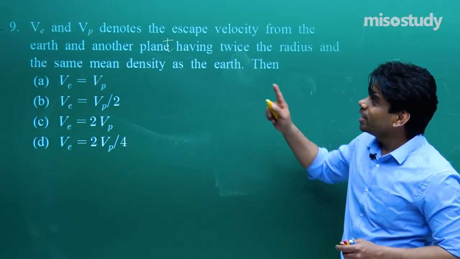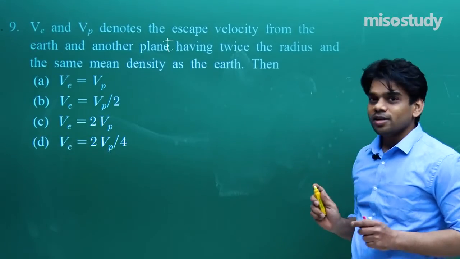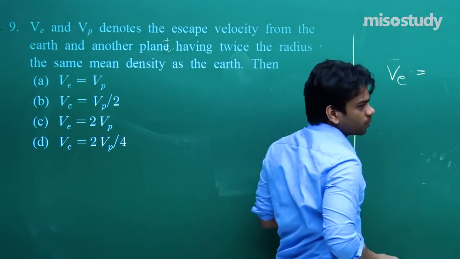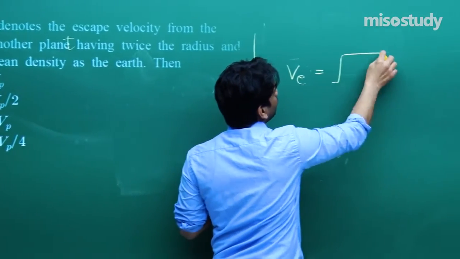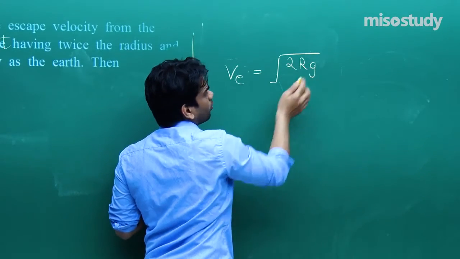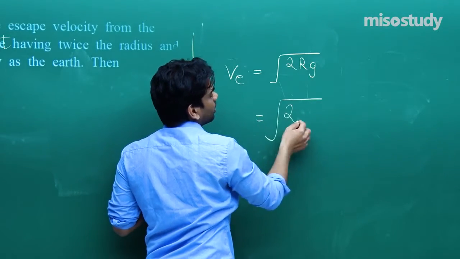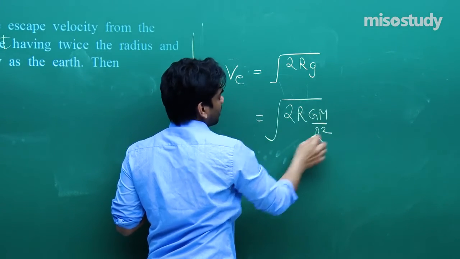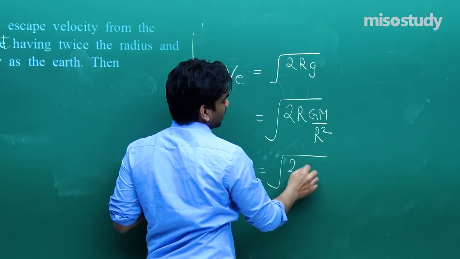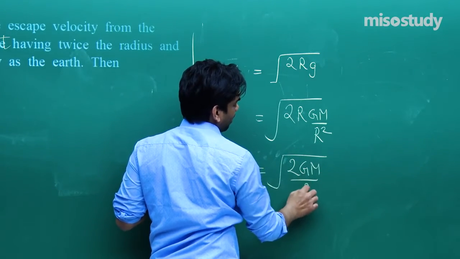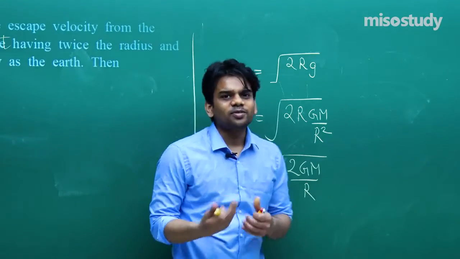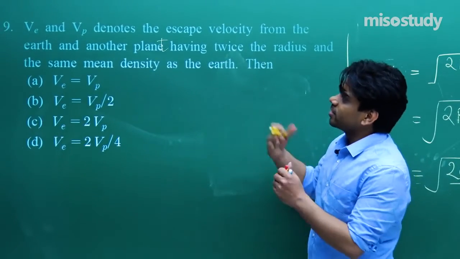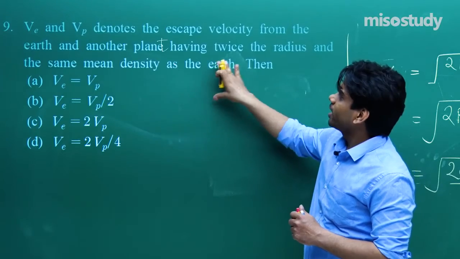First of all, let me write down that V_E and V_P denote the escape velocity from the Earth and another planet. You must be remembering the relation V_E equals under root 2Rg. This is what we know. So you can also write it this way, under root 2R GM by R squared, or this can be written as under root 2GM by R. Now see, their masses will be different for Earth and planet. You see here, having twice the radius, it says that the radius is different, denotes the escape velocity from the Earth and another planet having twice the radius.